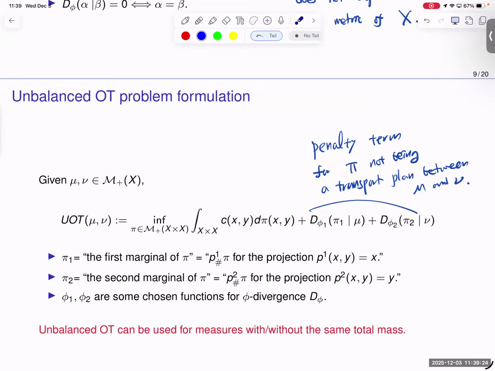Who knows? Not matching this mu and nu could cost here, but it may reduce the cost here. Then this unbalanced transport may prefer that. So it may not necessarily match mu and nu as the marginals, even if mu and nu have the same total mass, if the transportation cost for doing that is relatively larger than just sacrificing not matching these source and target measures. So we have much more flexibility here.